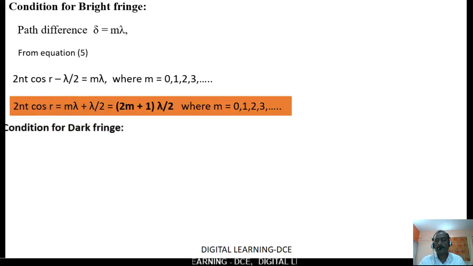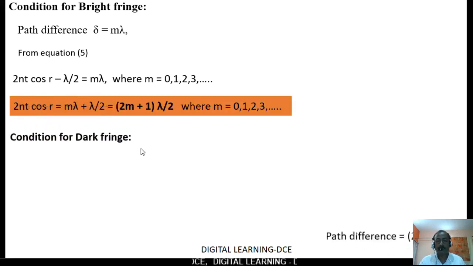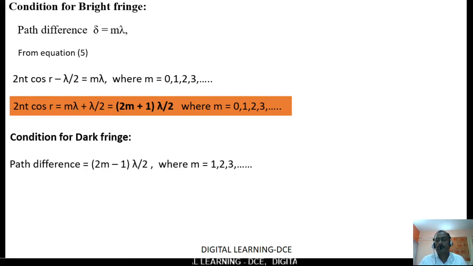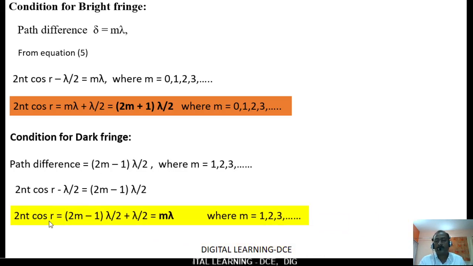Let us see the conditions for dark fringe. We know that the condition for dark fringe, the path difference should be 2m minus 1 into lambda by 2, where m is 1, 2, 3 and so on. We know that the true path difference is 2nt cos r minus lambda by 2, which is equal to the path difference of 2m minus 1 into lambda by 2. Then on further simplification, we get 2nt cos r equals m lambda. This is the condition for dark fringe.